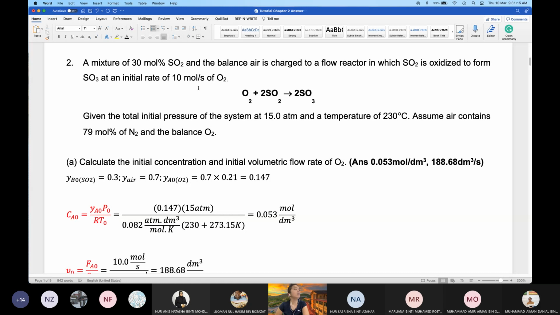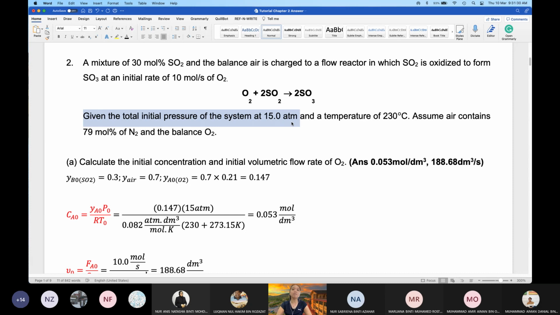Okay, so now the question says, again, given the total initial pressure of the system as 15 atm. So again, dia kata initially total pressure system saya 15 atm.